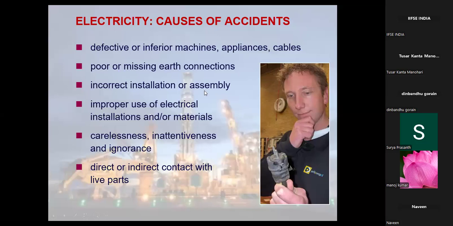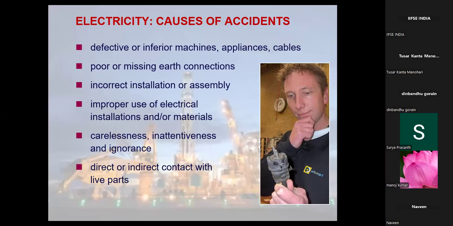The main causes of incidents with electricity are defective or inferior machines, appliances and cables, and poor or missing earth connection. Now here, even in our houses, if we see appliances, we either remove the earthing prong from our sockets, or we don't have the electrical earthing system within our building. So that is one of the main reasons.